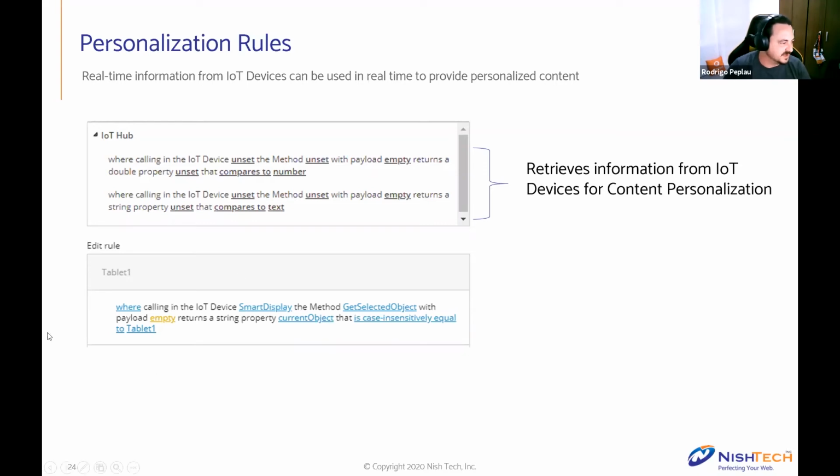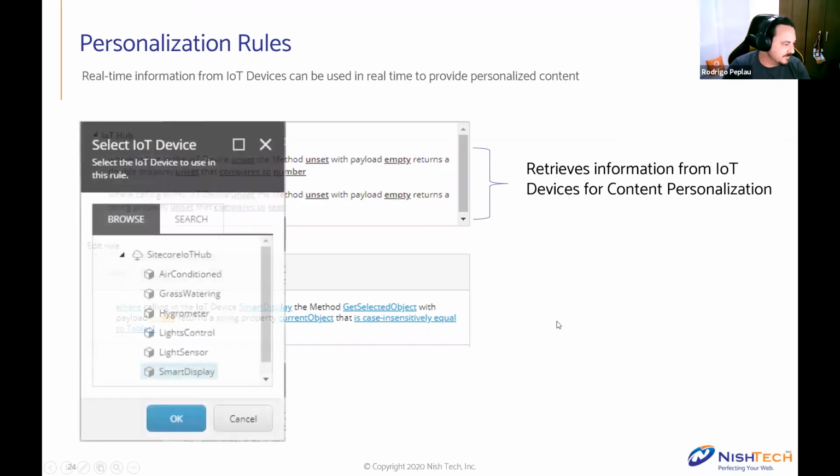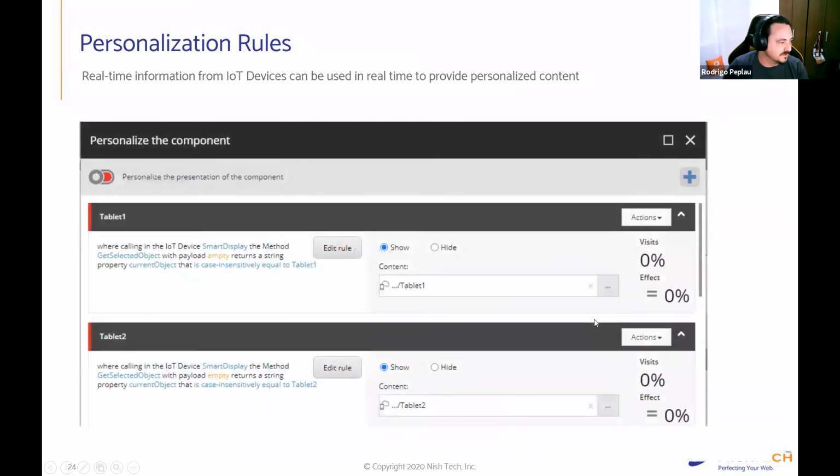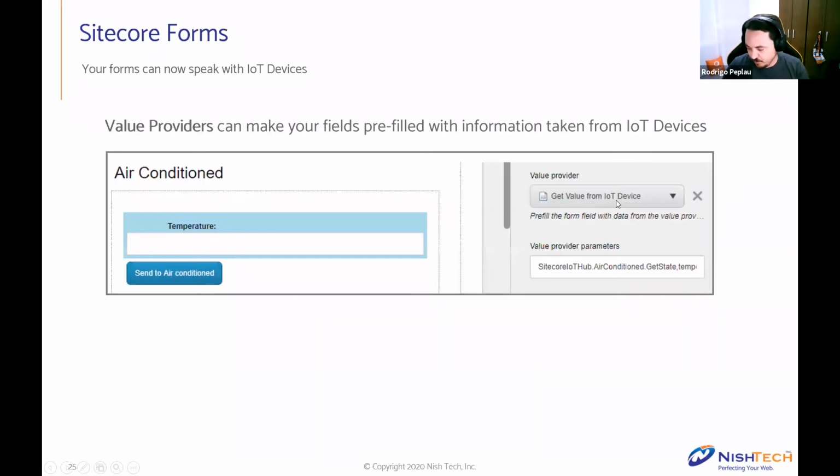For instance, here you see we're building a condition, taking data from the smart display object, calling the method get selected objects, and all that you can build visually by selecting your device here or your method there, and you can put together personalization easily the way you are used to in Sitecore. The second one is Sitecore Forms, and here with Sitecore Forms, we are trying to cover the gap in Sitecore with forms.